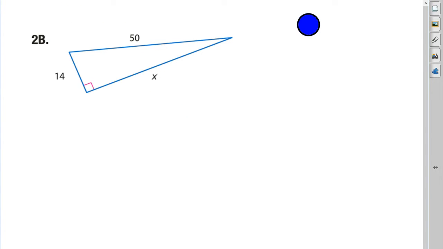So let's try another one then, 2b. Same idea. We've got 14 and 50. I'm going to give you a second to try it yourself and put what you think the answer is up there, and then I'll go through it.